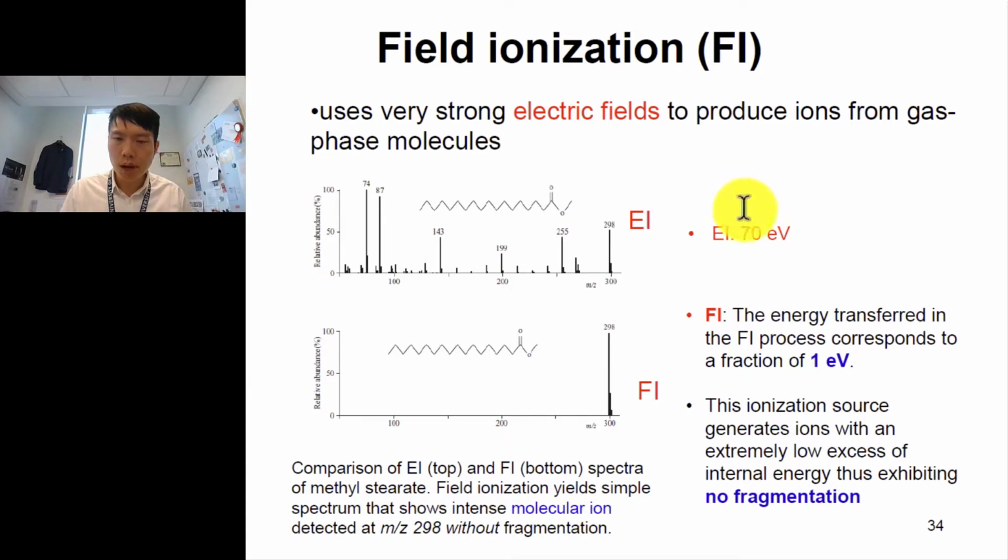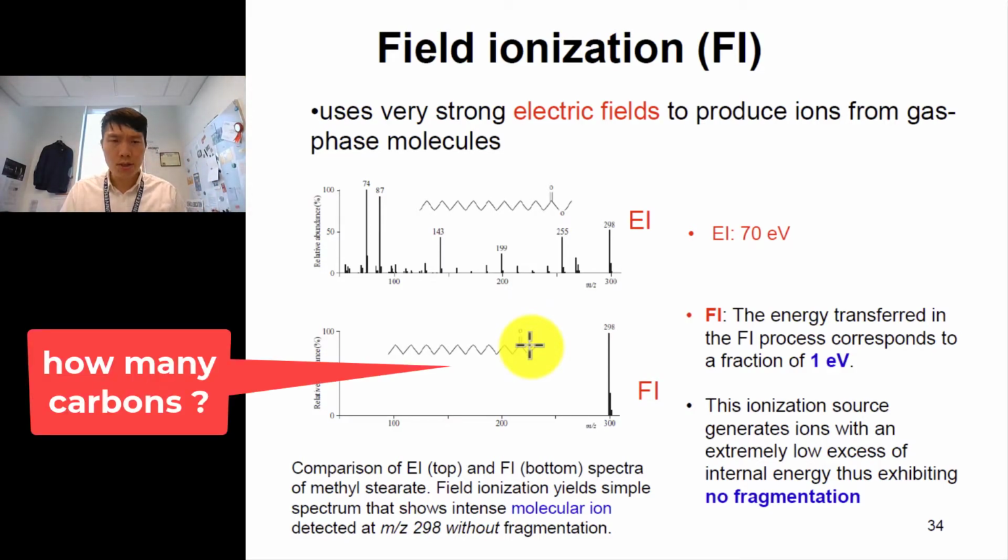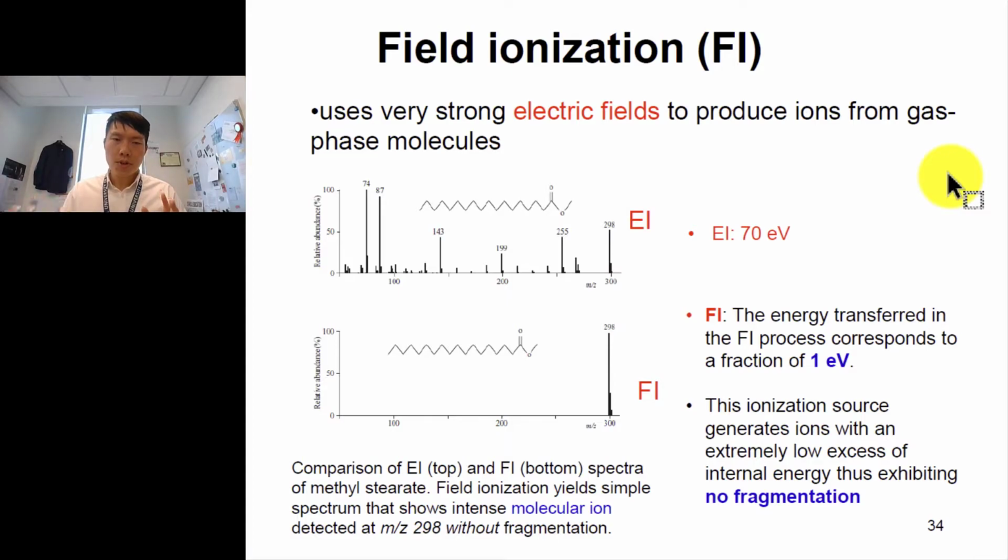Look at the power again. Okay, the energy is 70 electron volts. So for field ionization, the energy transferred in the FI process is a fraction of 1 electron volt here. Okay, see a difference between the EI and FI. The difference comes in, right, in that FI is not so powerful because you don't want to fragment it. You only see a bit of energy and then you see the signal here, okay, only here.